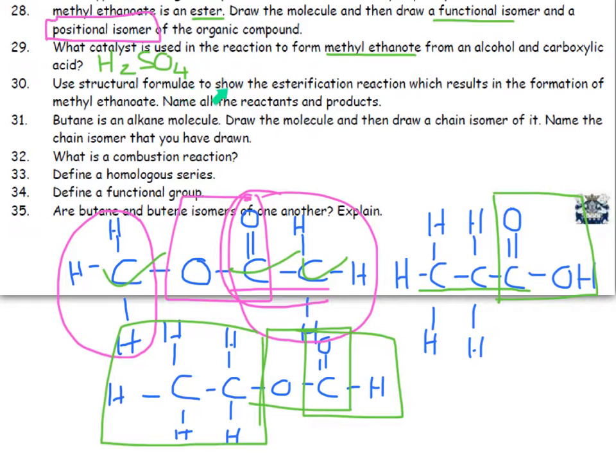Use structural formulae to show the esterification reaction which results in the formation of methyl ethanoate. Name the reactants and the products. If it's methyl ethanoate, it's the alcohol first and then the acid. So it's going to be methanol and ethanoic acid, which in the presence of sulfuric acid will make methyl ethanoate and water. So let's draw that out.